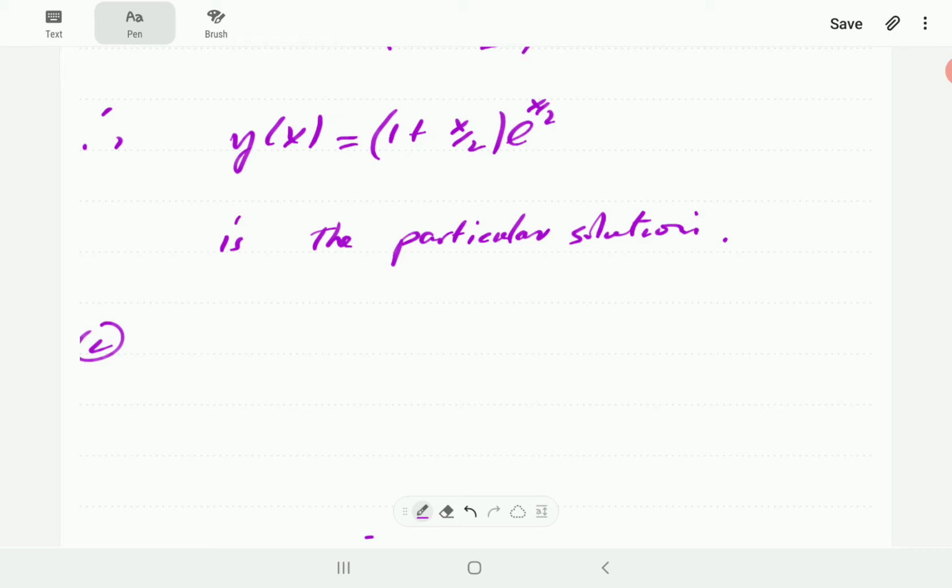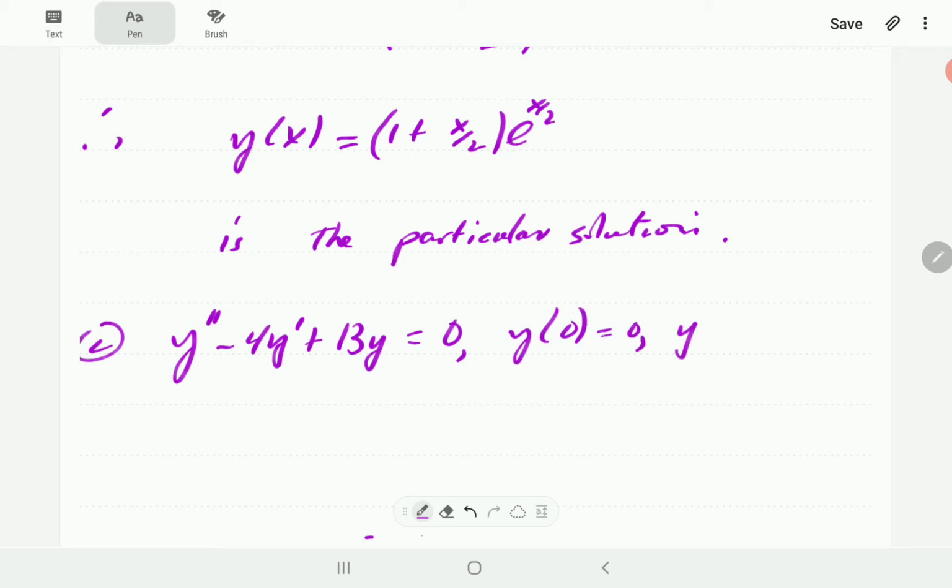Right, then now we go to part C. In part C we have y double prime minus 4y prime plus 13y equal to 0. When x is 0, y is 0. When x is pi, the derivative is equal to 1.